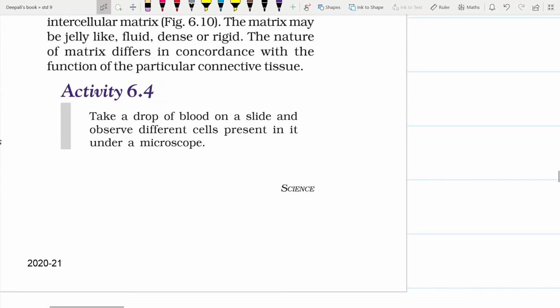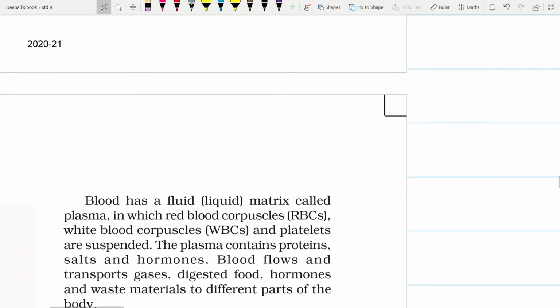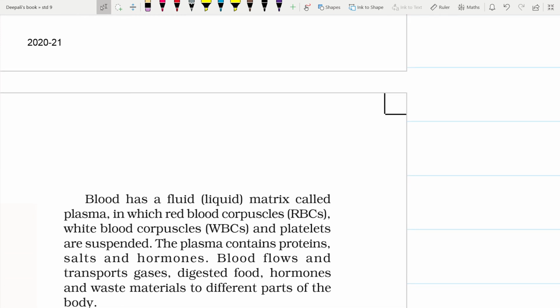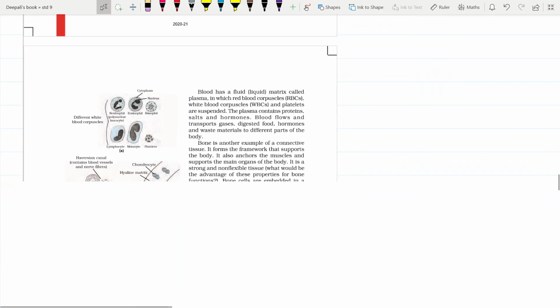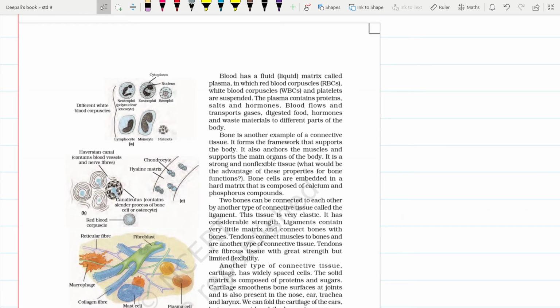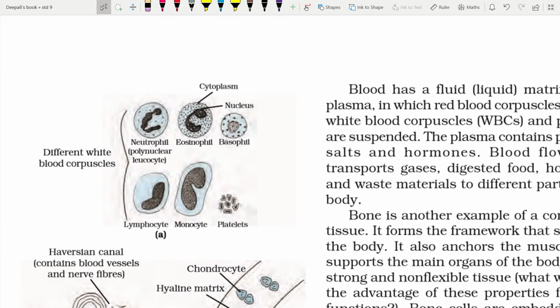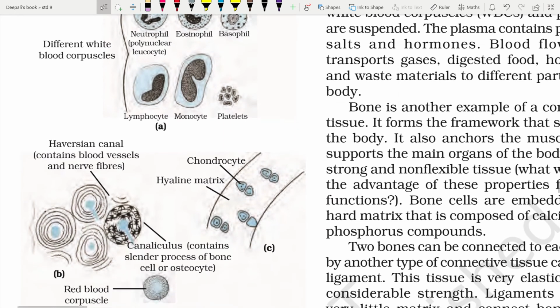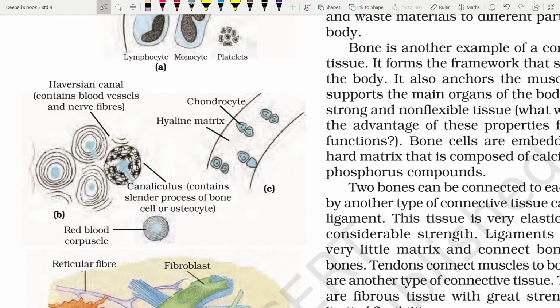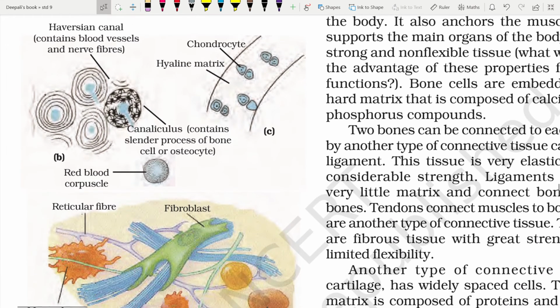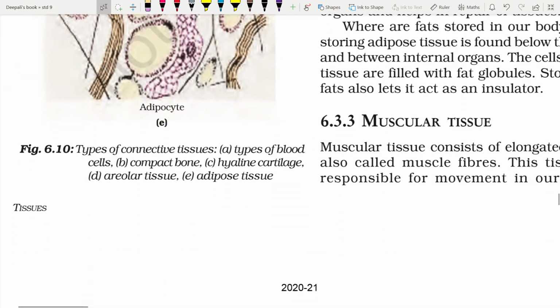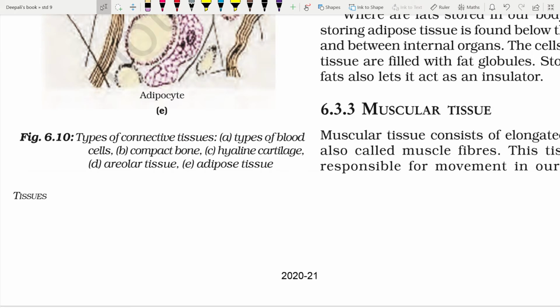Now let us take a drop of blood on a slide and try to observe it under the microscope. What will you see in the blood composition? You will see these types of cells in the blood. You can see the lymphocytes, monocytes, platelets, basophils, eosinophils, neutrophils or polynuclear leukocytes. They are white blood cells. Then we have the red blood cells and the various forms of the blood cells. So, they are the types of blood cells.